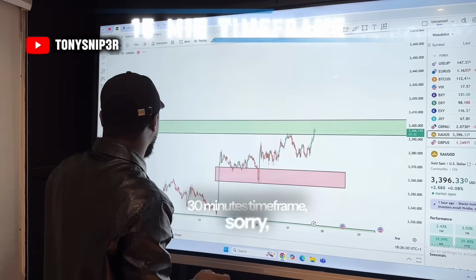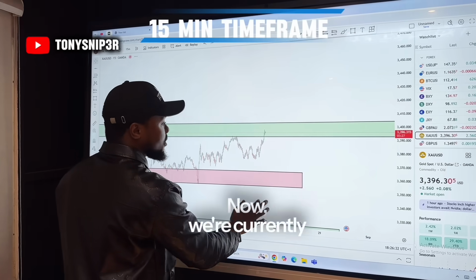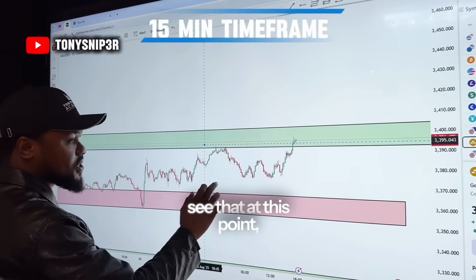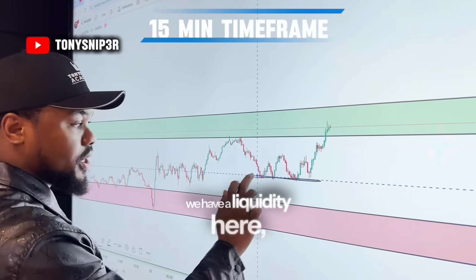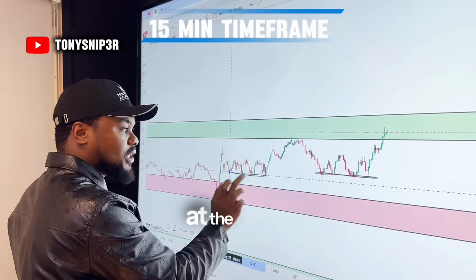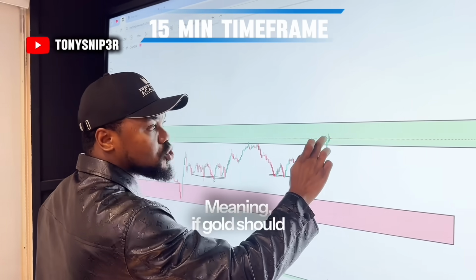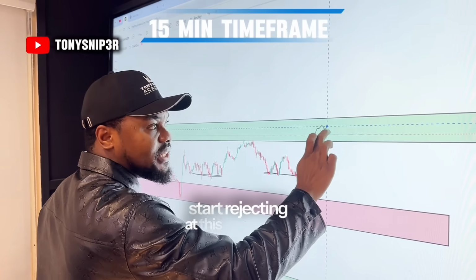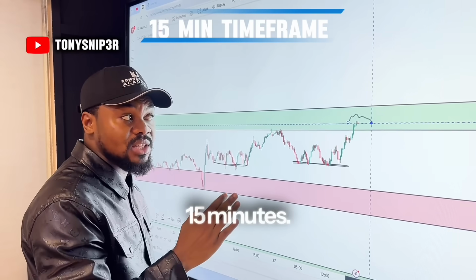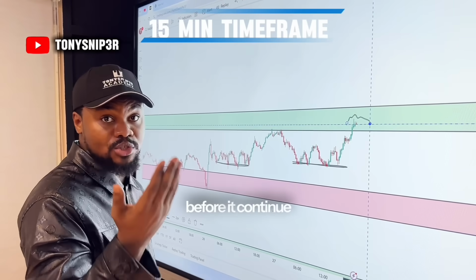the 15 minutes time frame. Now, if we're currently on the 15 minutes time frame, you can clearly see that at this point we have a liquidity here, right? At this point also, we have a liquidity at the bottom. Meaning, if gold should start rejecting at this zone here, remember, we already know gold is bullish, but this is the 15 minutes. The market can still retrace before it continues buying.